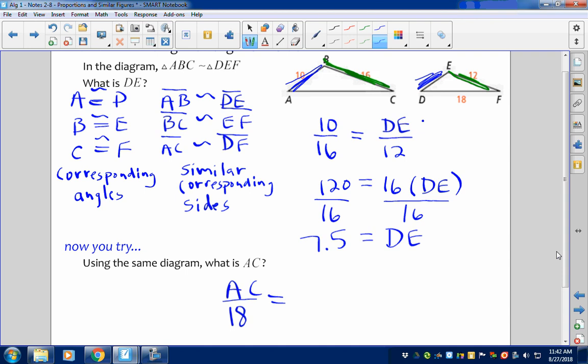Here's one danger in that. What if this was a multi-step problem and you messed up on finding DE? Probably wouldn't happen for you guys, but for me, what if I typed it in wrong and just didn't notice? It sounded okay, but what's another option here that would use what's given in the problem? 16 over 12, and that's probably what I would do. I would probably set it up AC over 18 equals 16 over 12, just in case I messed up on the one that I found. But either one would work.